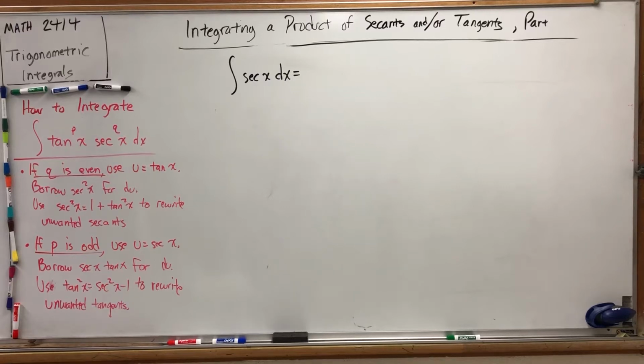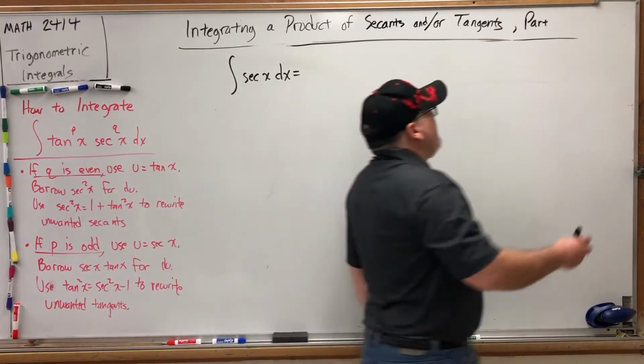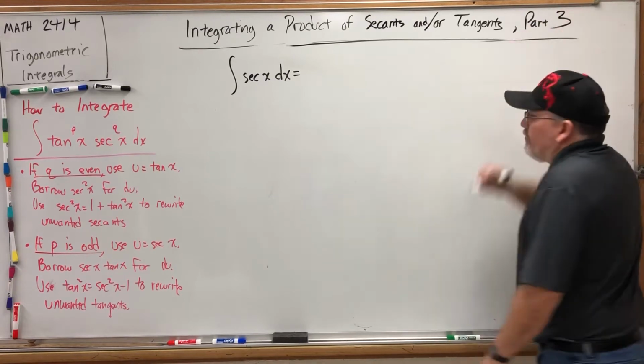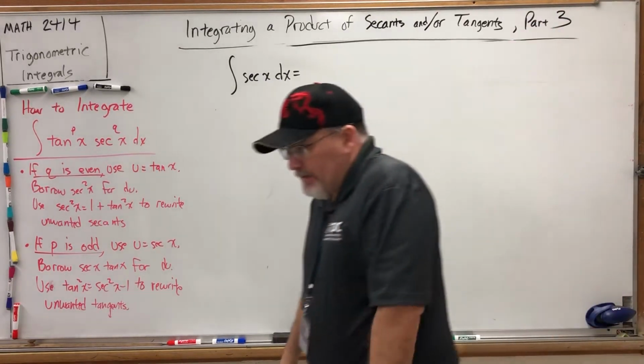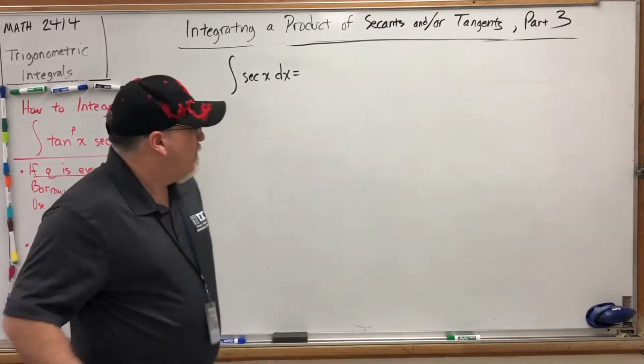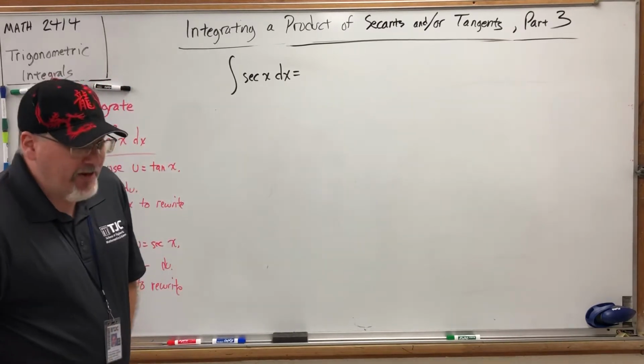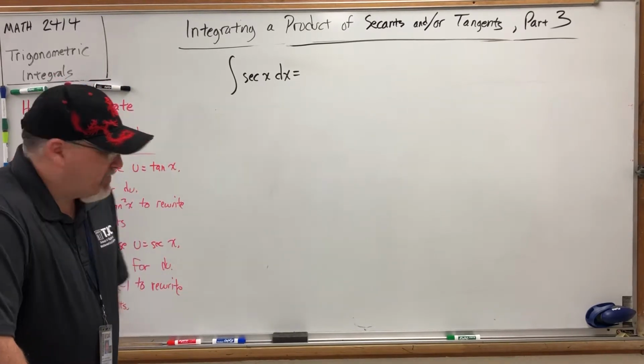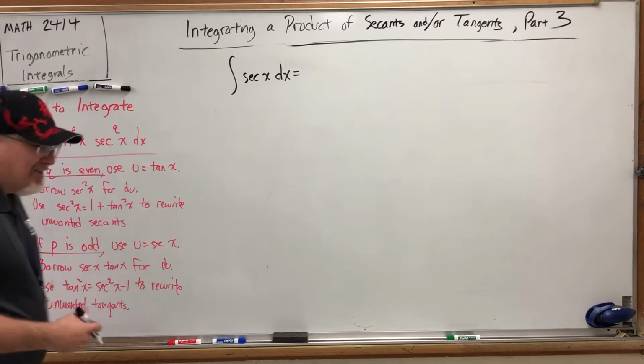Math 2414, trigonometric integrals, integrating a product of secants and tangents, part 3. At the end of the last video, I said in this video I just want to show you 2 specific examples. Actually, it's 3. But they're all small integrals, and they're ones that don't quite follow these rules. So let's see what happens.